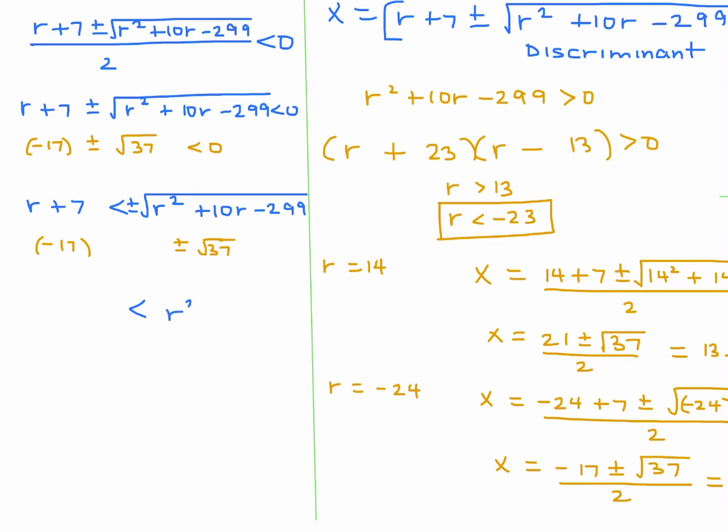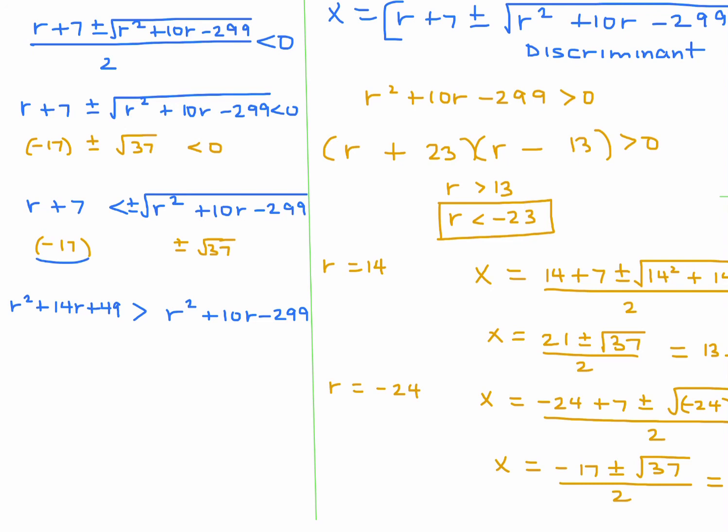When I square the right side, it just becomes r squared plus 10r minus 299. When I square the left side, it'll be r squared plus 14r plus 49. But here's the thing. I have to switch this symbol from less than to greater than, because now, remember, I put these in for a reason to illustrate what happens.